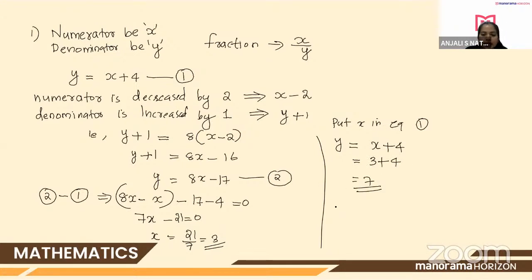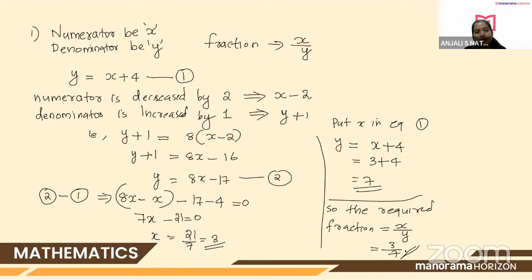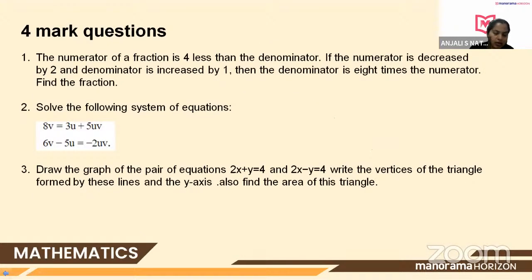So what will be the fraction? The required fraction is equal to x by y, which is equal to 3 by 7. So this is the fraction. Okay, clear? Any doubts? Okay, so moving to the second question. Solve the following system of equations.